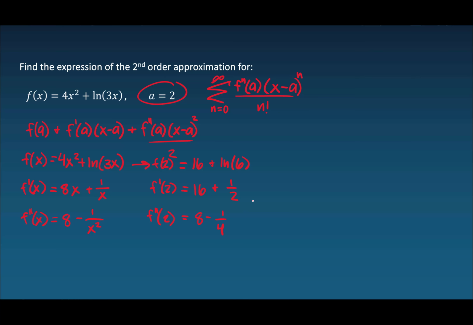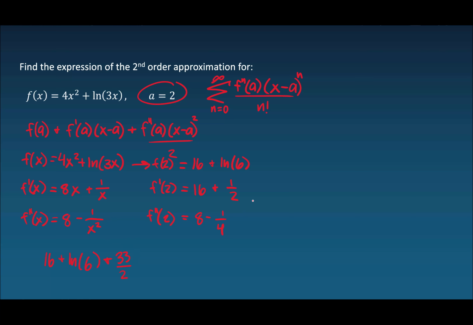So we have this first term, f of a, which we found to be 16 plus ln 6. Then we have the first derivative. Oh, yes, you're right, all the sixes. And then plugging in our next piece, the first derivative evaluated at 2 is 16 plus 1/2, which should just be 33 halves.